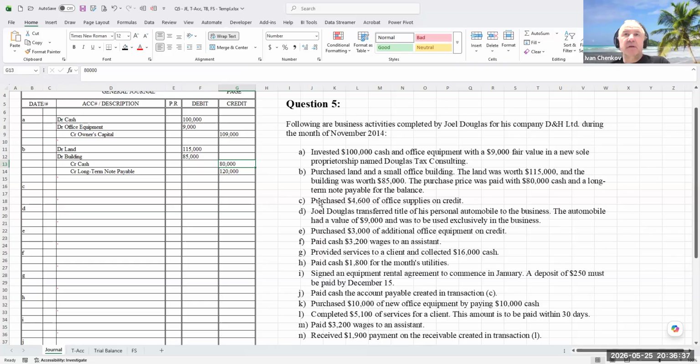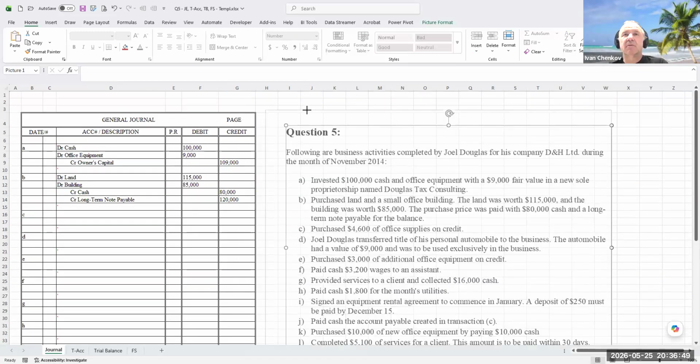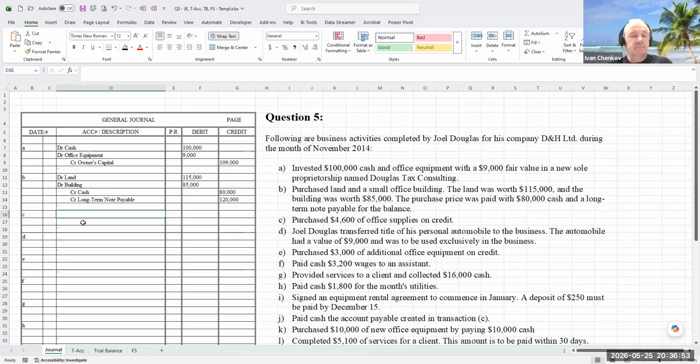Now, the business purchased 4,600 of office supplies on credit. How are we going to deal with this? What does the business get? We have to debit something. Supplies. What kind of supplies? Office supplies. For how much? $4,600. Did we pay for the office supplies?